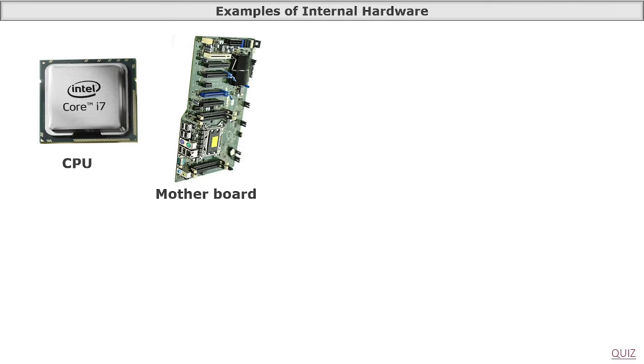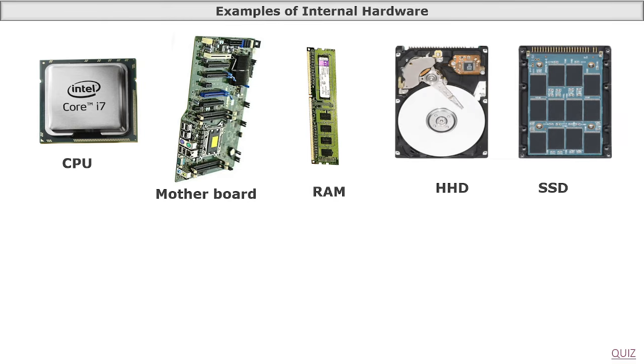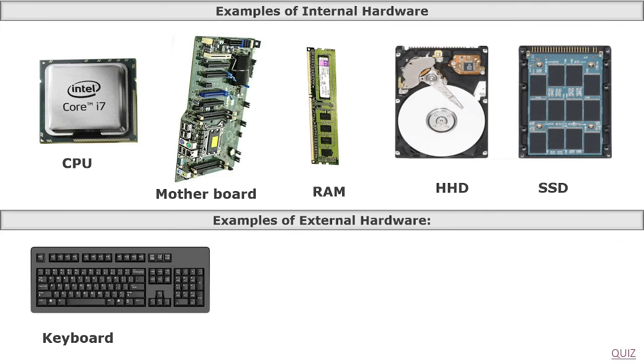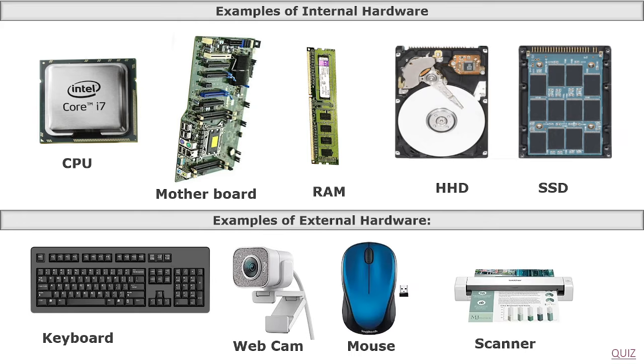Now, there are some examples of the internal hardware that I've mentioned earlier. We have the CPU and motherboard. These are just graphic displays or pictures of some types of internal hardware. Then we also have some examples here of the keyboard, the webcam, some mice, and then the scanner.